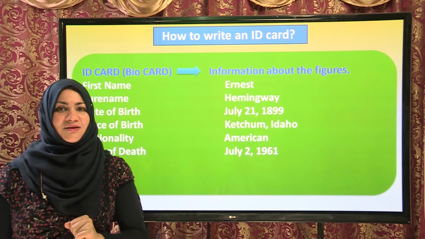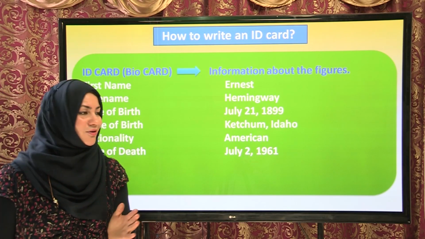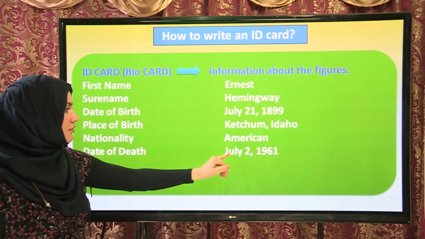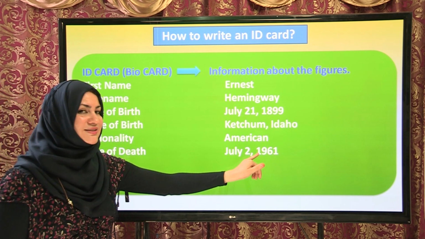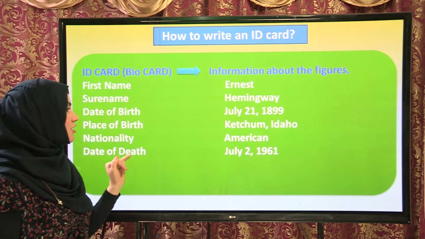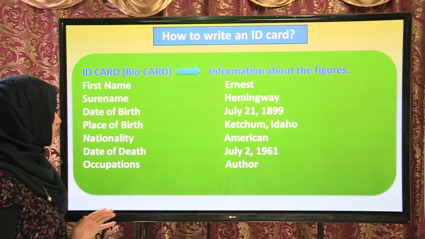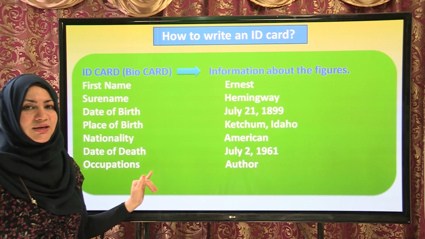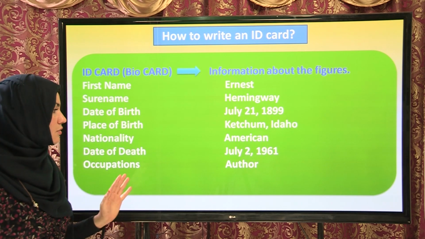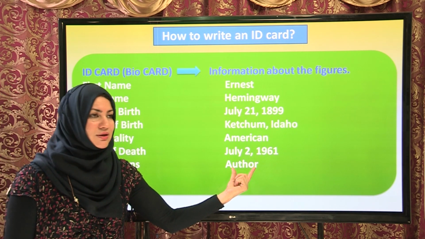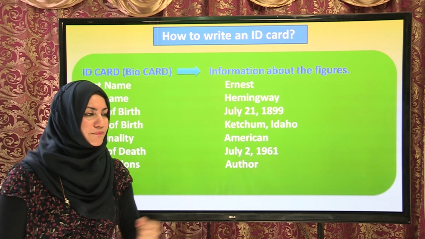Date of death. When did he die? Of course. Example here, Ernest Hemingway. He died on July 2nd, 1961. Occupations: his job, his profession. What did he do? He is an author, a writer.